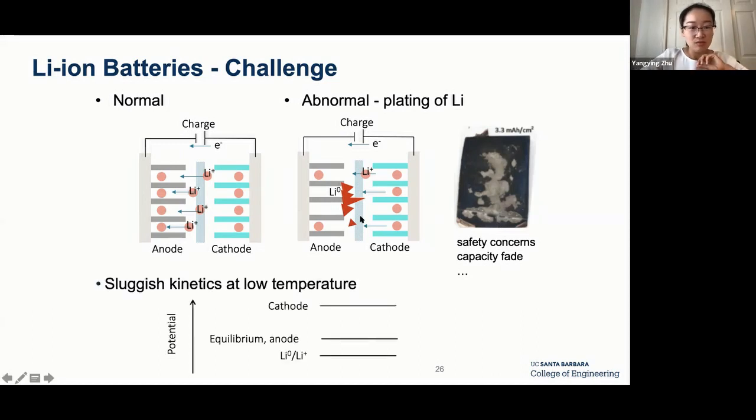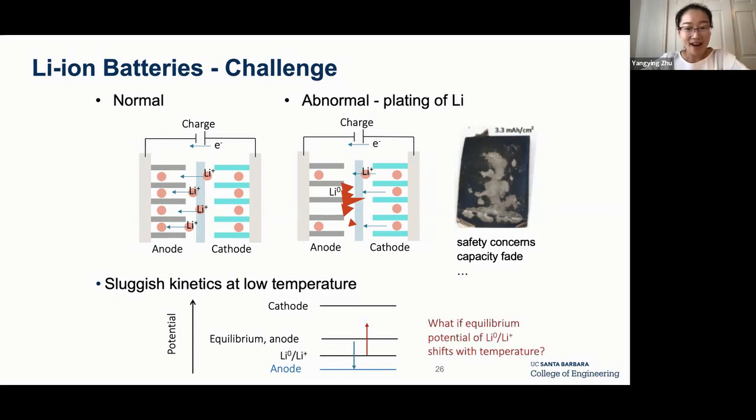And so people have thought that when you do fast charging or when you charge the battery at low temperatures, the sluggish kinetics at low temperature will cause the anode potential to drop below the equilibrium lithium potential. That causes lithium plating to be more thermodynamically favorable. So this has been the current understanding.